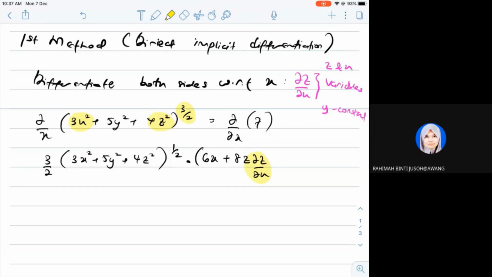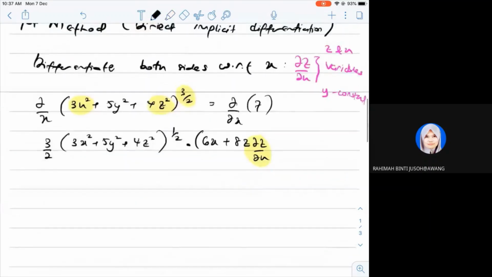Sebab dekat x, okay, sekejap. Kenapa dekat x tak ada? Sebab konsep dia, kalau differentiate x, dia jadi del x over del x, isn't it? So del x over del x ni satu lah. That's why dia tak perlu ada. Okay. However, when we want to differentiate z, dia kena ada del z over del x tu. That's why kena ada dekat belakang ni.